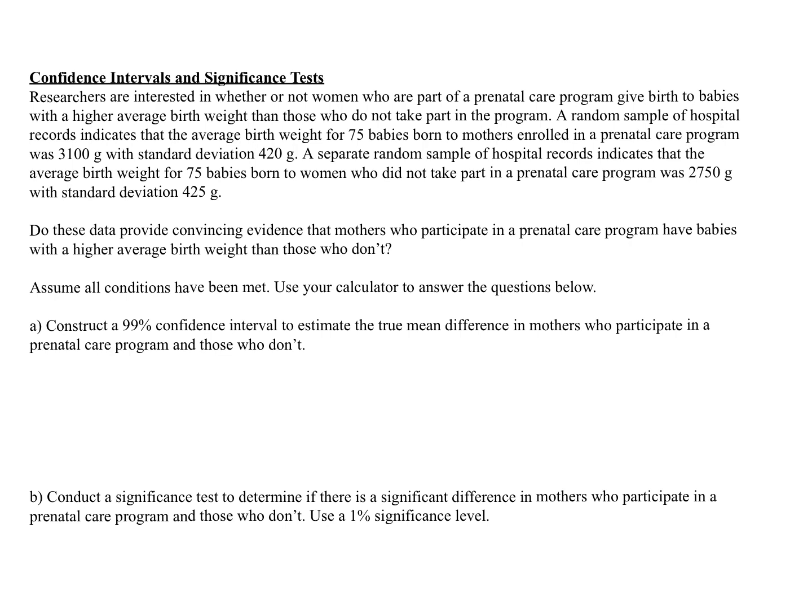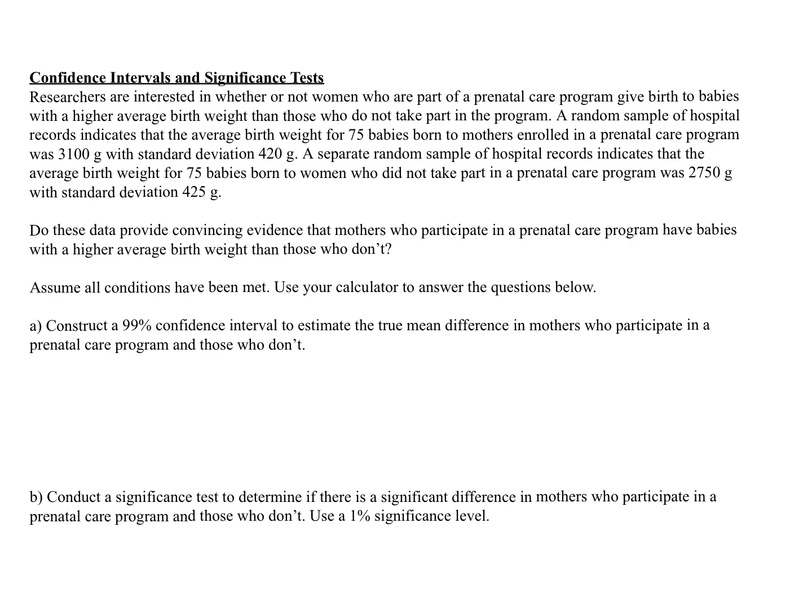So it says researchers are interested in whether or not women who are part of a prenatal care program give birth to babies with a higher average birth weight than those who do not take part in the program. A random sample of hospital records indicates that the average birth weight for 75 babies born to mothers enrolled in a prenatal care program was 3,100 grams with a standard deviation of 420 grams. A separate random sample of hospital records indicates that the average birth weight for 75 babies born to women who did not take part in a prenatal care program was 2,750 grams with a standard deviation of 425 grams.